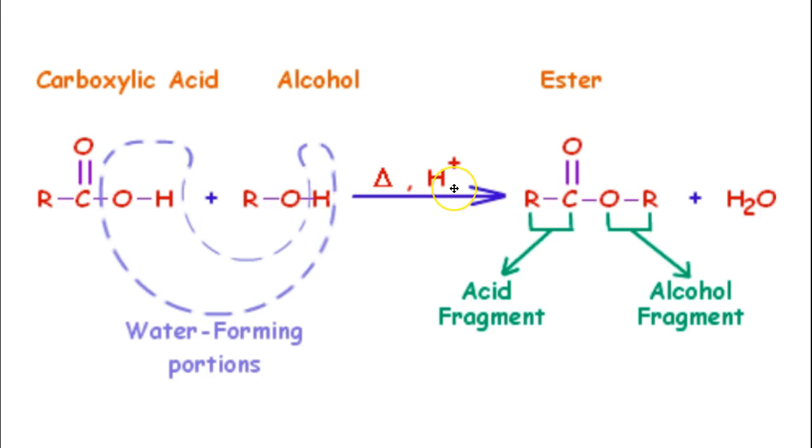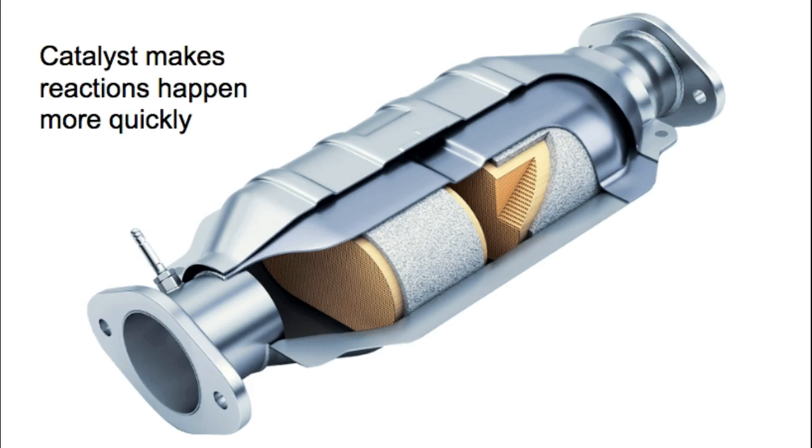This little hydrogen right here, this hydride ion, says that we need extra hydrogens. Now that hydrogen is called a catalyst. A catalyst is something that makes a reaction happen more quickly. Now what I've got on the screen here is an image of something called a catalytic converter, and a catalytic converter is a catalyst for your car. What it does is it turns the more noxious fumes from your exhaust into safer, less noxious fumes.